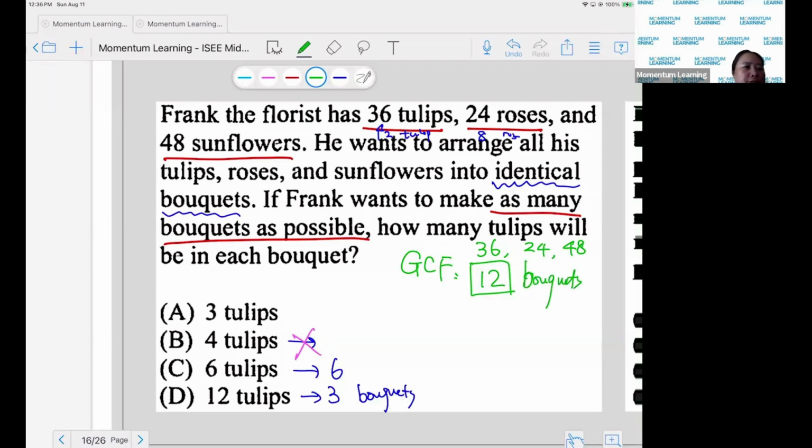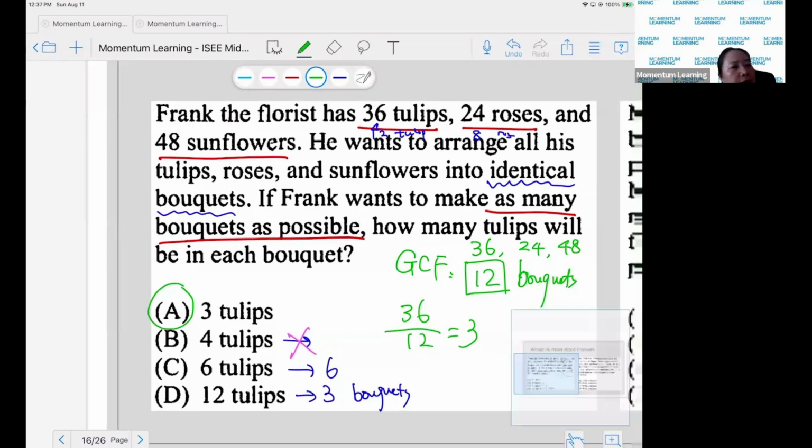Bouquets. So you have 36 and 24 and 48, and you are splitting into all identical bouquets. So the 12 is our GCF. You can split it into 12 piles. Now in each pile, you have 36 divided by 12, that will be 3. So the answer is 3.